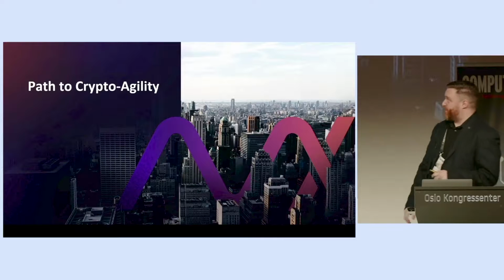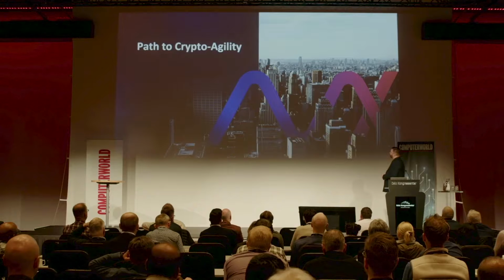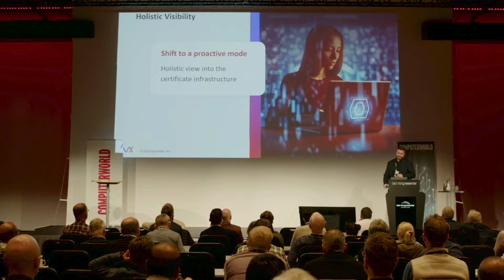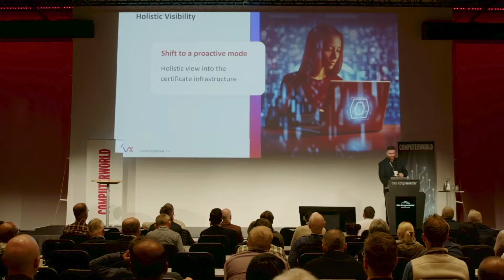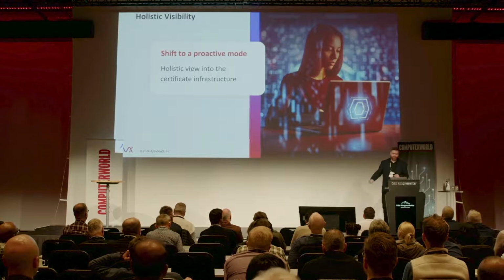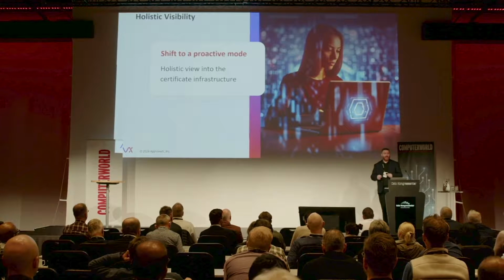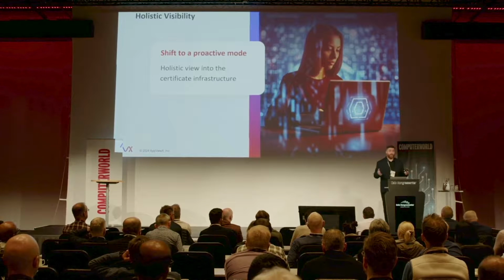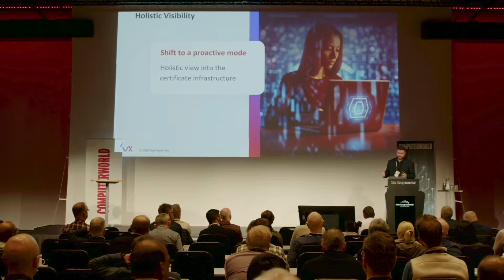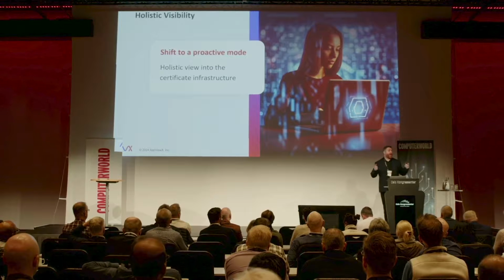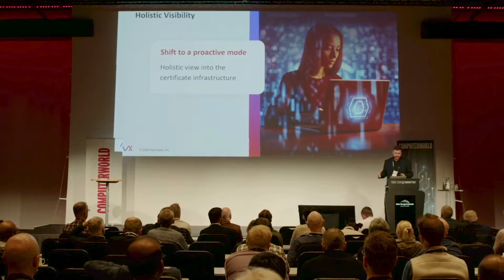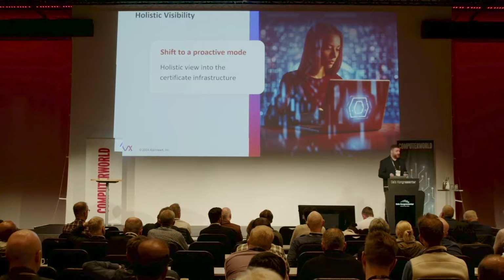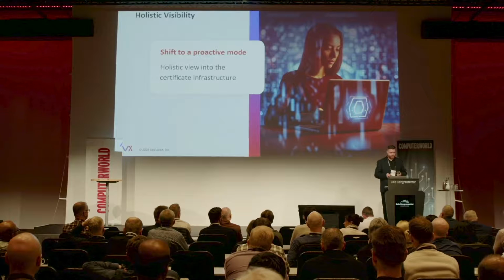So what is the path to crypto agility? What does that look like? Holistic visibility. We've spoken about the problem, we've spoken about the scale, we've spoken about the challenge of crypto. Now, how do you go about addressing that challenge? Well, the first step is knowing. I need to know what's in my environment. I need to know what exists. If I don't have visibility, if I don't know how many employees are in my organization, how am I going to identify or secure my organization, as an example?